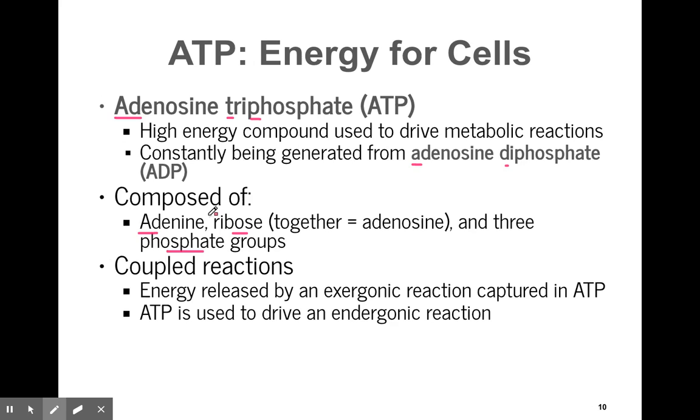So the adenine group is actually a nitrogen base. So it's made up of a nitrogen base, ribose, which is a 5-carbon sugar, and then our 3 phosphate groups. Okay. It's a coupled reaction. So energy is released by the exergonic reaction, captured in ATP, and then ATP is used to drive our endergonic reaction. So let's go ahead and see what that's about.